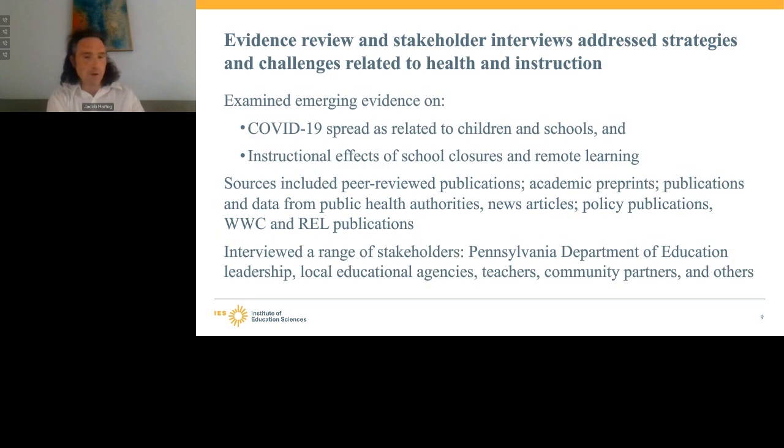Our evidence review focused on two main aspects of the emerging evidence regarding COVID-19, which is, of course, a rapidly growing and changing literature. This focused on COVID-19 from a public health perspective, as it relates to children in schools. What are the dynamics of transmission, and what are the dynamics of transmission outside schools and in general that have implications for how schools reopen?